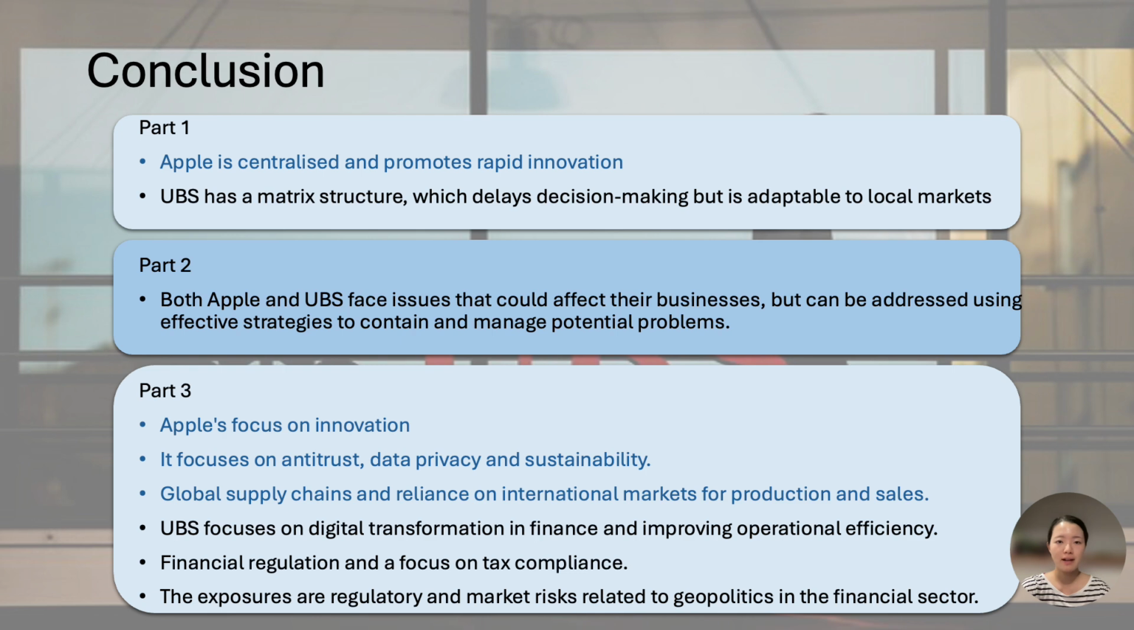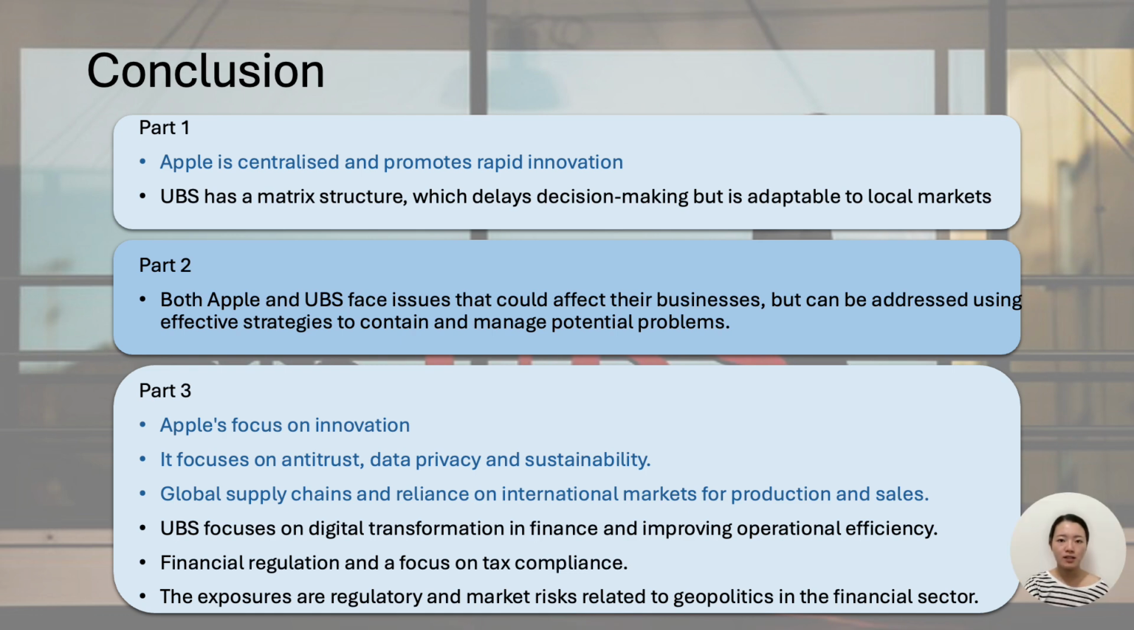The second part explained how Apple and UBS face existential issues related to cross-cultural, ethical, and human resource management. Both Apple and UBS face issues that could potentially affect their business. However, these potential problems can be dealt with by using effective strategy to contain and manage potential problems in the industry. The third part described the impact of technological, legal, and geopolitical changes on Apple and UBS.